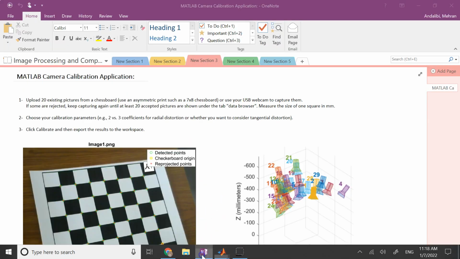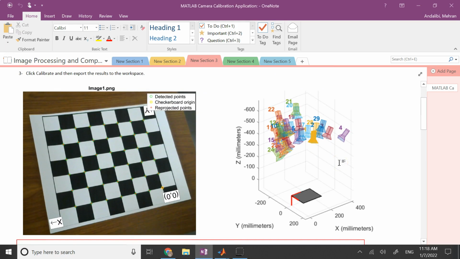pictures you need. The important thing when you take those pictures is that you put the camera differently for each one of the 20 pictures. You need a minimum of 20 pictures for a good calibration. Try to move the camera with respect to the chessboard.